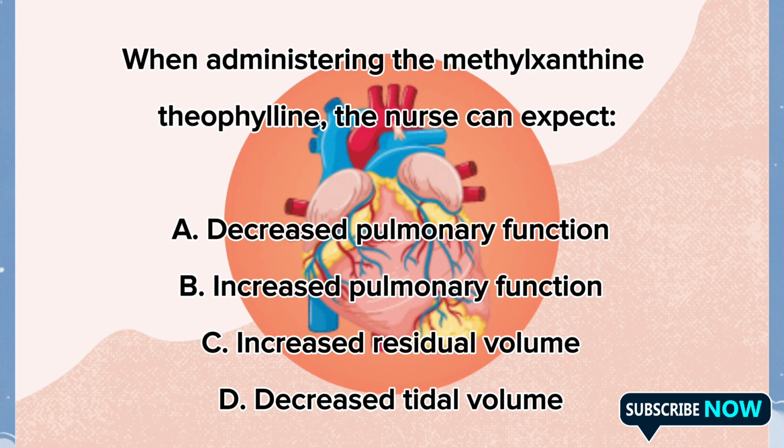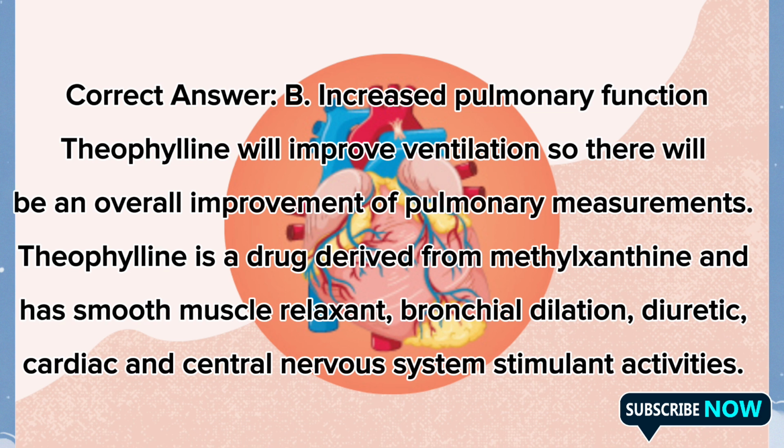When administering the methylxanthine theophylline, the nurse can expect: correct answer, B. Increased pulmonary function. Theophylline will improve ventilation, so there will be an overall improvement of pulmonary measurements. Theophylline is a drug derived from methylxanthine and has smooth muscle relaxant, bronchial dilation, diuretic, cardiac and central nervous system stimulant activities.